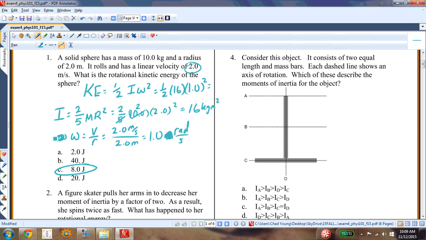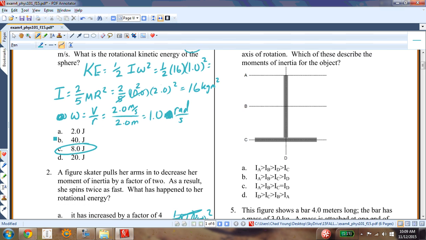Consider this object, which has 2 equal length and mass bars, and the dashed lines show axes of rotation. Which of these describe the moments of inertia for the object? So about which axis of rotation does it have the biggest to smallest moment of inertia? Well, the biggest moment of inertia is going to be about A.